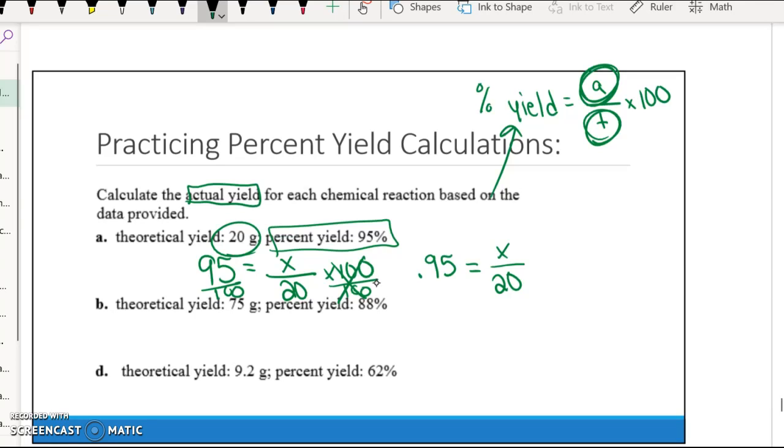So once again, do the opposite operation. Since this is dividing by 20, we want to do the opposite operation, so we would multiply. Did I say dividing by 100? I meant dividing by 20. We would multiply by 20, because that would cancel that out. We have to do the same thing to both sides, so I'm going to do 0.95 times 20 on my calculator.